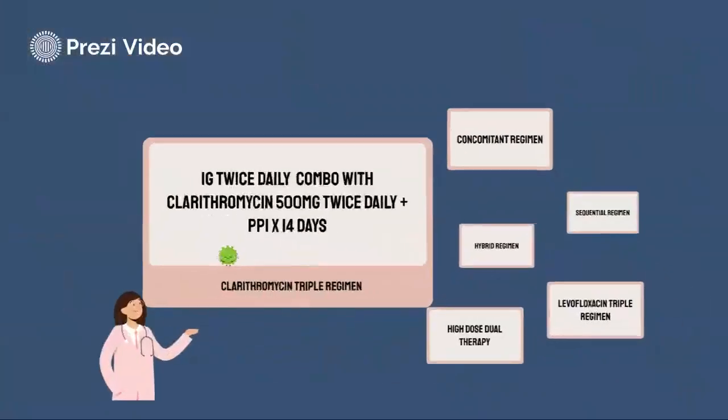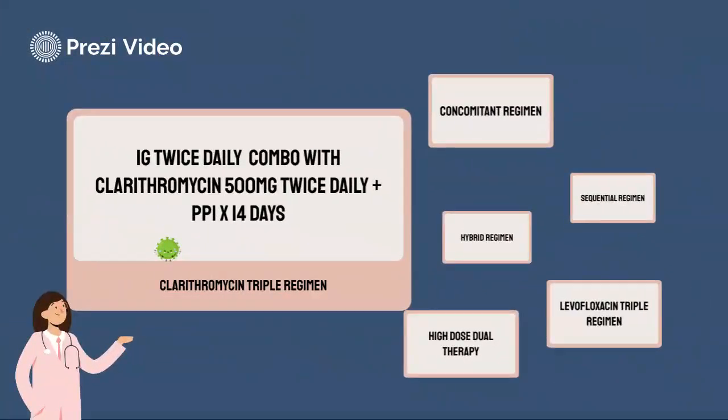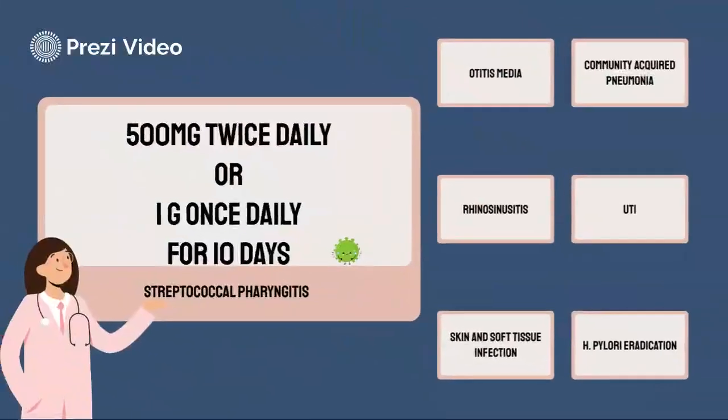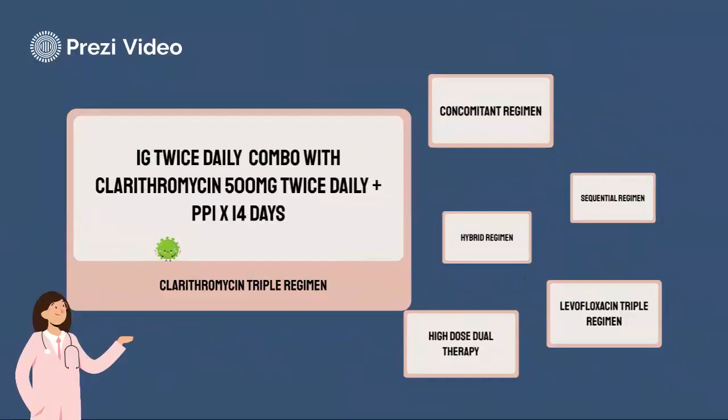And then we also use amoxicillin for H. pylori eradication. So for clarithromycin triple regimen, we have amoxicillin 1 gram twice daily in combination with clarithromycin 500 milligrams twice daily, plus your standard dose or double dose of PPI, and then continue this regimen for 14 days. Note: avoid use in patients with risk factors for macrolide resistance.